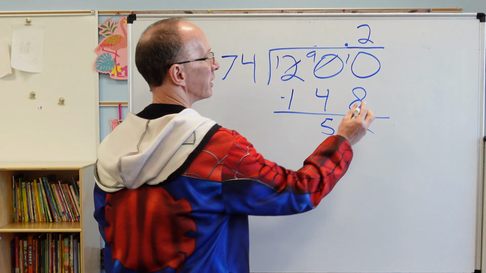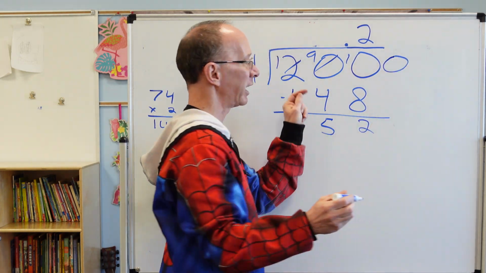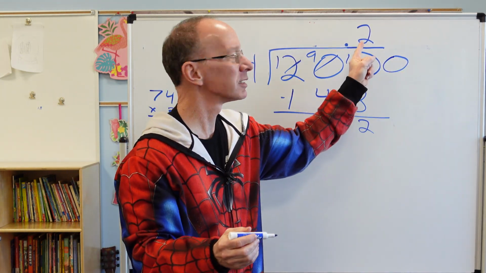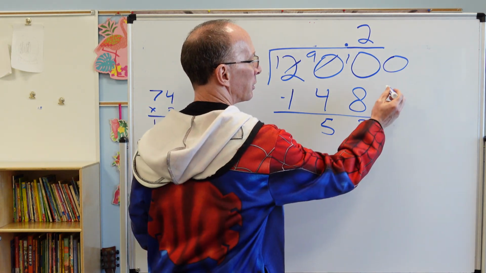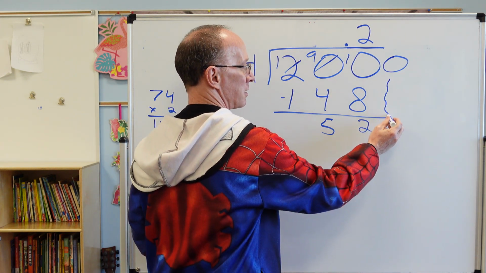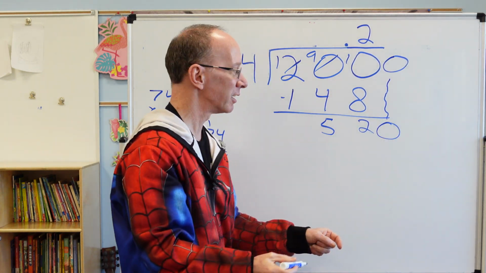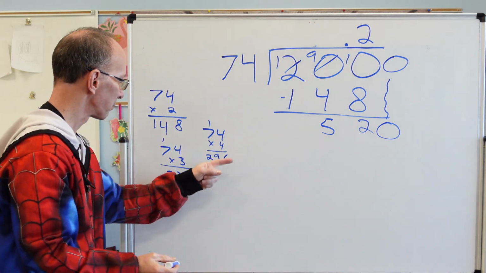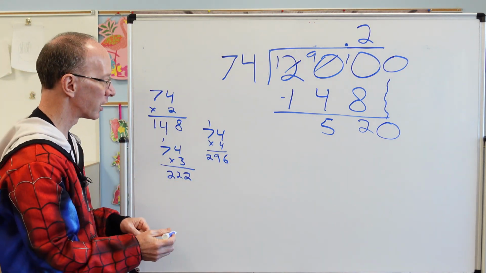So I'm going to add another 0. Remember, I can add as many zeros now as I want to because I have that decimal point right there. So I'm going to drop that 0 down, do a little beatboxing right there. So now I have 520. I still need to do a little more figuring, don't I?